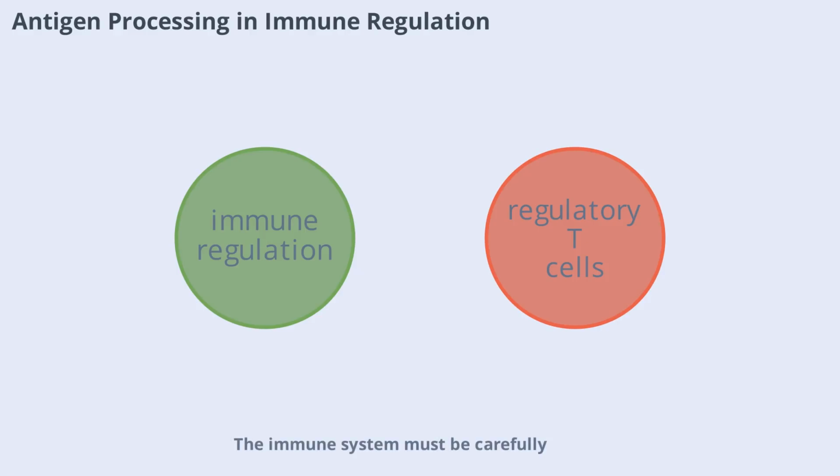The immune system must be carefully regulated to prevent overreaction or underreaction. Antigen processing and presentation are involved in both activating and suppressing immune responses. Regulatory T cells help maintain balance by recognizing antigens and suppressing excessive immune activity, protecting the body from damage.